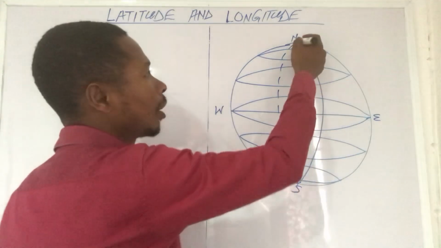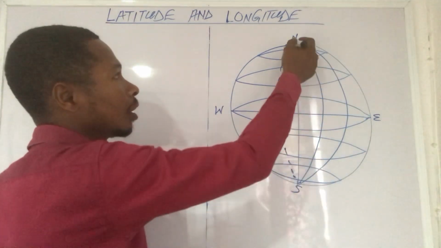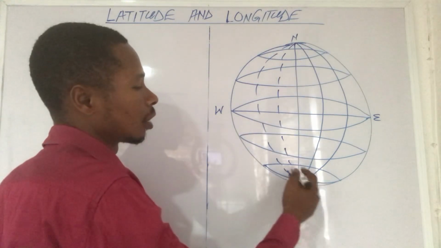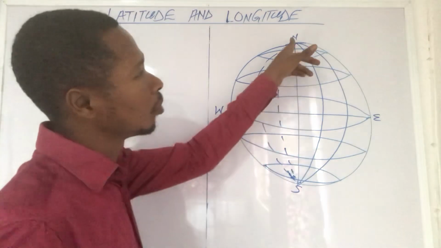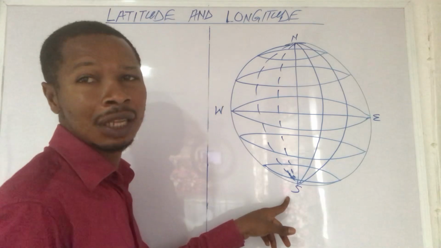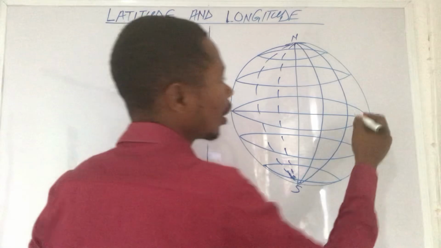So you have many of them. The other one can pass like this from the back to this side, then it can be completed like this. So any line that runs from the north to the south poles in this direction is what is referred to as lines of longitude. So this is our equator.